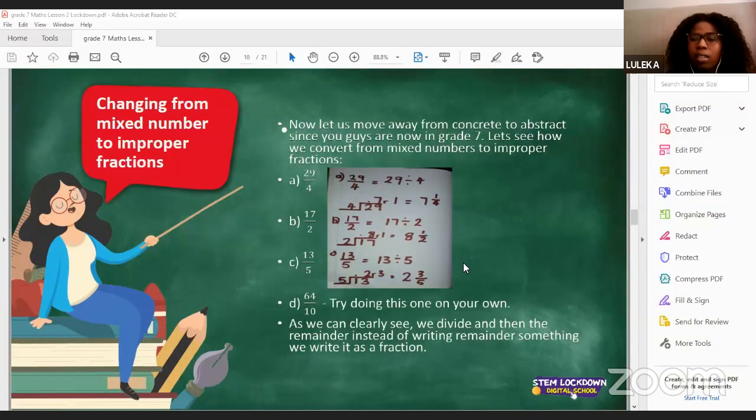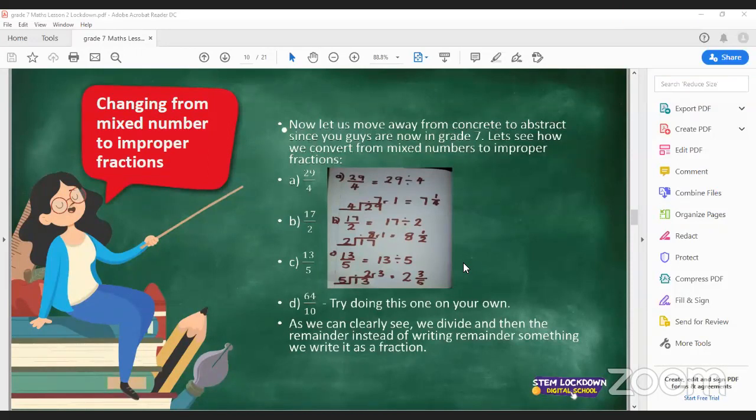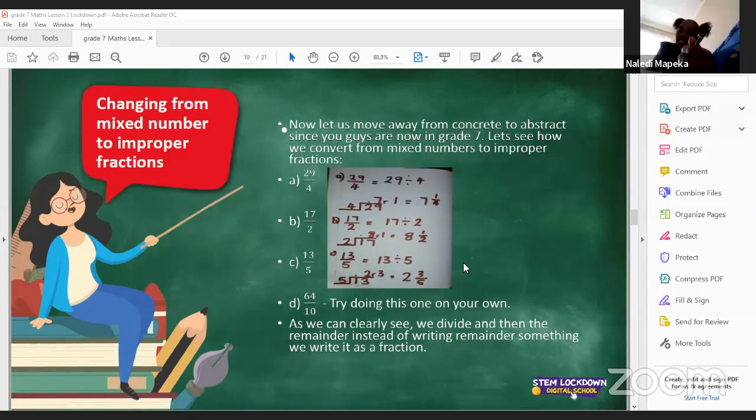We say 64 over 10. I can see all of them is still there, so I went back so that we can just finish it and go forward. We have 64 over 10. How many 10s go into 60? 6. You don't know your multiples.